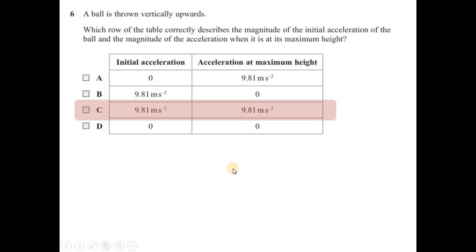There might be a confusion for some students that they think that at maximum height the object will be stopped for some moment. But remember, it's still in the gravitational field, so gravitational force is acting. That means acceleration is acting. So it is not 0, it is 9.81 meters per second square.